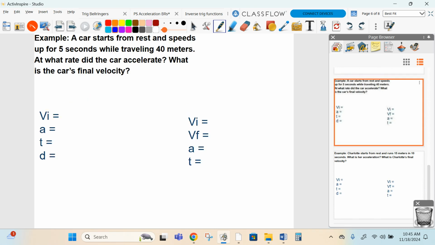Now here it's going to ask us to solve for 2 parts. It's asking us for the acceleration. Once I have the acceleration over here, then I can use that over here to solve for the final velocity. This is a 2-part example. It says the car originally starts out from rest, 0 meters per second. Speeds up for 5 seconds. 5 seconds is our time.